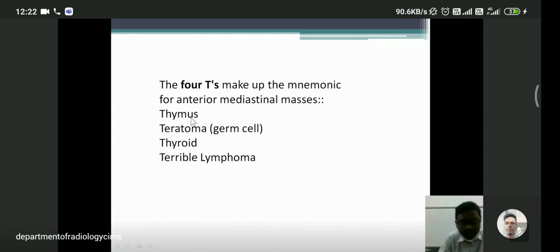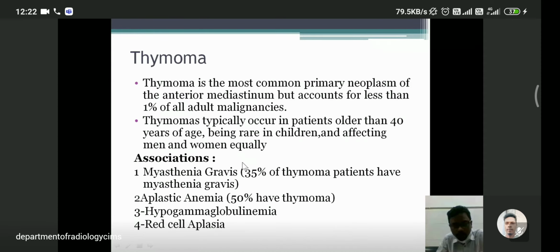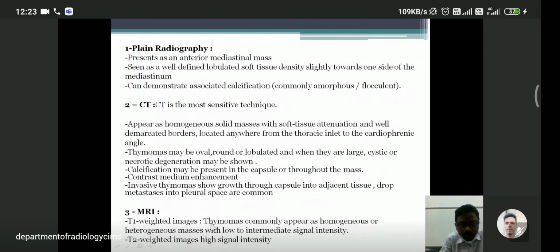Usually, we have to encounter these 4 T's, that is thymus, thyroid, teratoma, and terrible lymphoma in the anterior mediastinal mass. So thymoma is the most common primary neoplasm of the anterior mediastinum, and it is usually found in patients older than 40 years. Usually associated with myasthenia gravis, aplastic anemia, red cell aplasia. So what do we find in the X-ray?